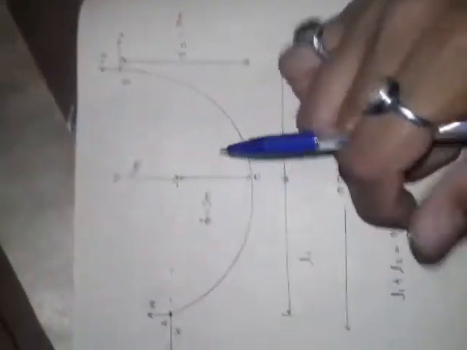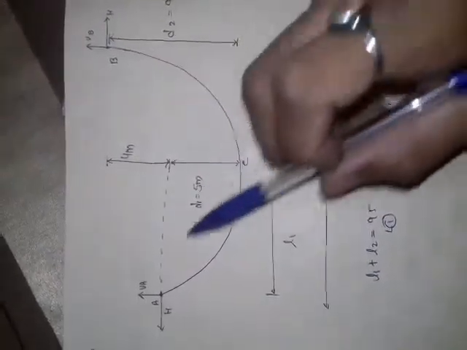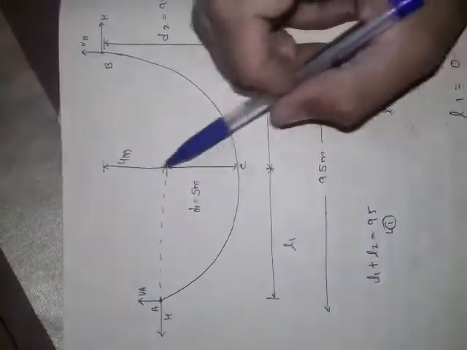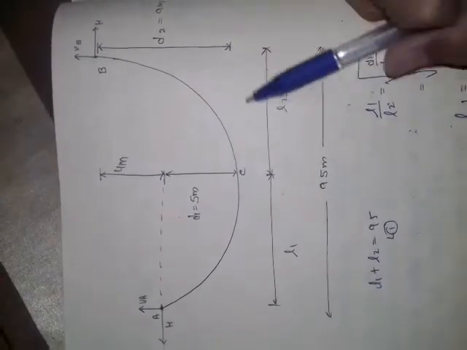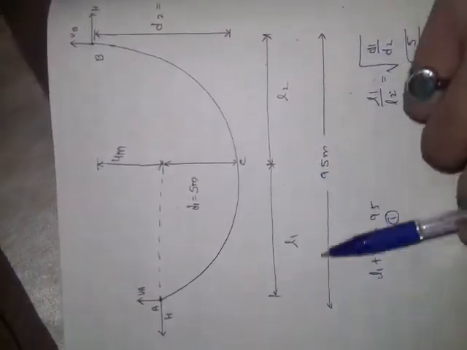After reading the question, we draw this figure at springing level. Horizontal reaction, vertical reaction. Dip D1 is 5 meter, this is 4 meter, and total D2 is 9 meter. L1 and L2, and the total horizontal distance is 95 meter.